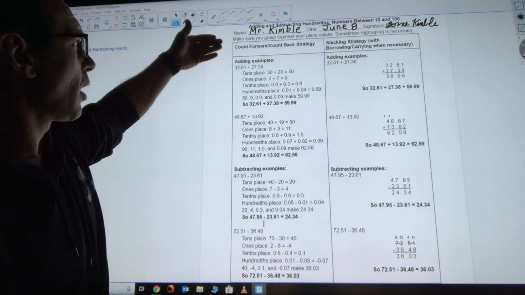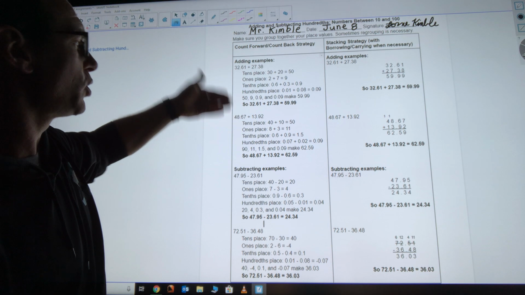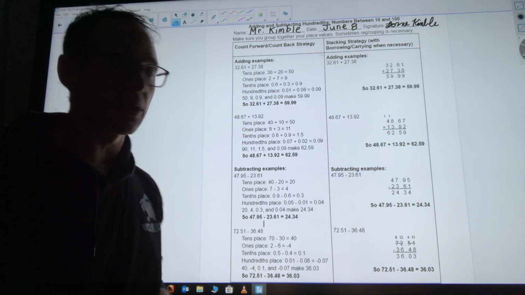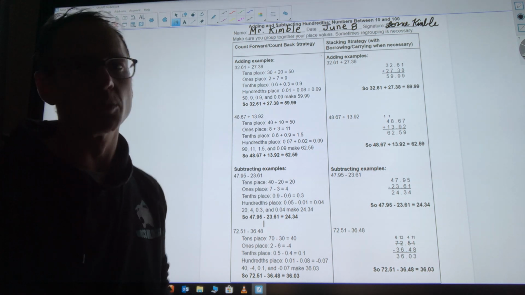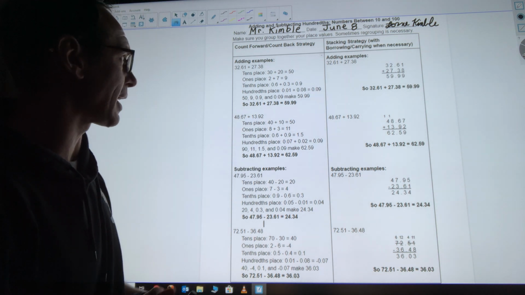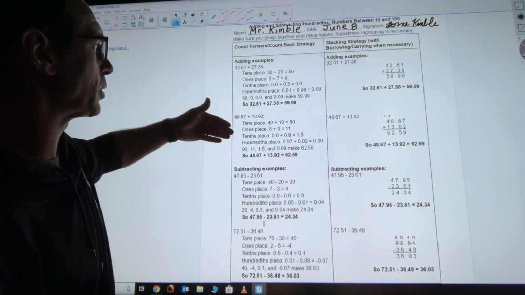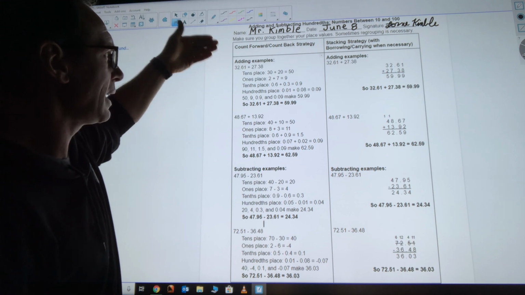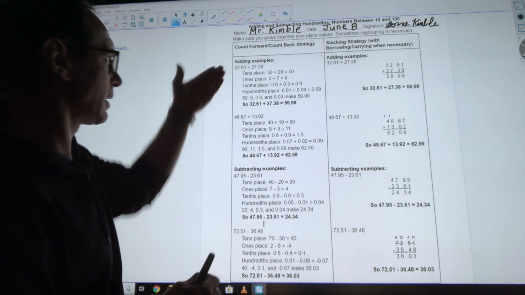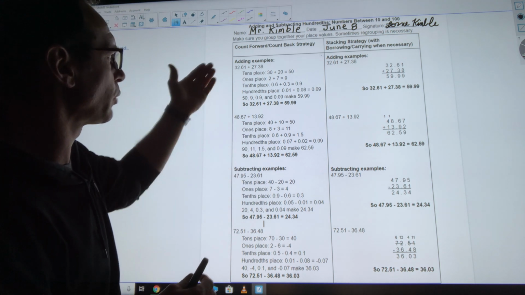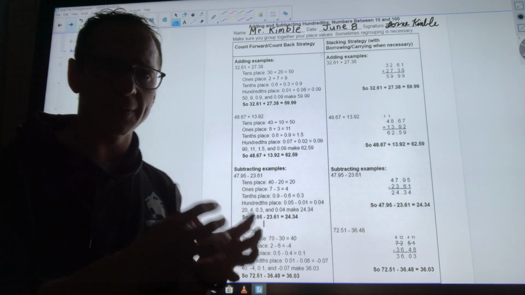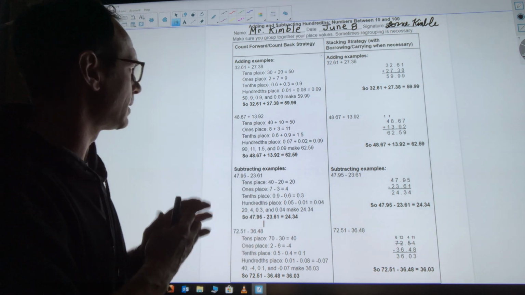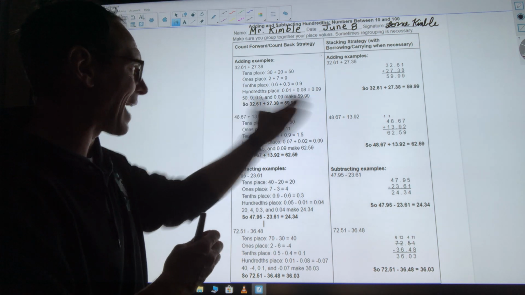So when you are adding, you kind of have 2 choices on how you want to do the work. There's actually more than 2 choices, but here's 2 that I can give you. One is called the count forward strategy, which basically means you group each place value in the question, and then once you have each of those individual place values figured out, you add them all together.